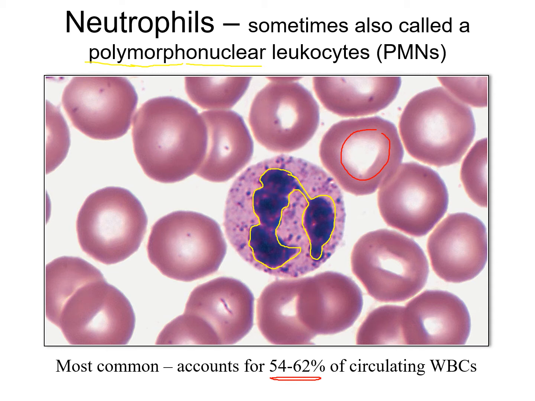This particular white blood cell is one of the first to arrive at an injury site, especially when you have an infection, where they will phagocytize bacteria, fungi, even viruses they're able to phagocytize. So they are pretty important in fighting infection.